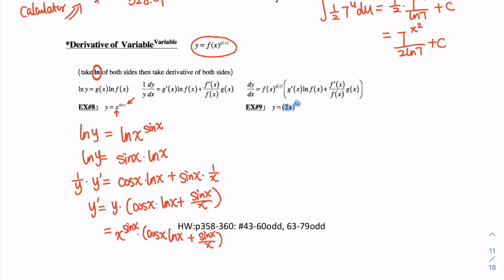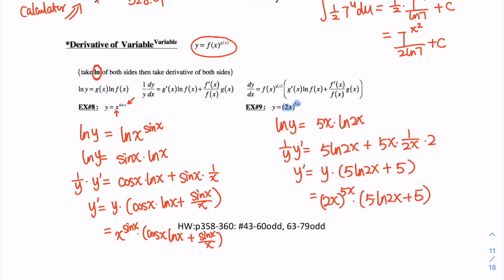Now you can pause the video and do example 9 yourself, and then later compare your answer with mine. This is the answer for example 9. Just be careful, don't forget, you have to use the chain rule here. And you can leave your answer like this as your final answer too.